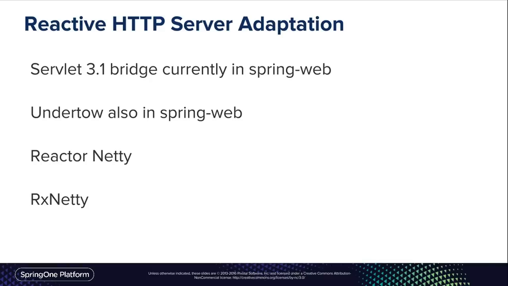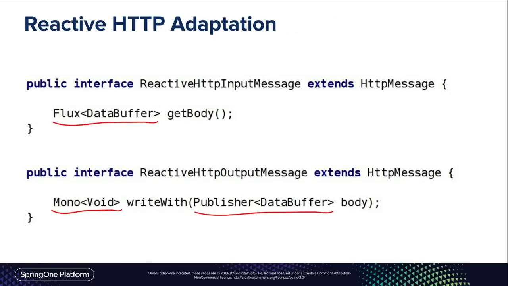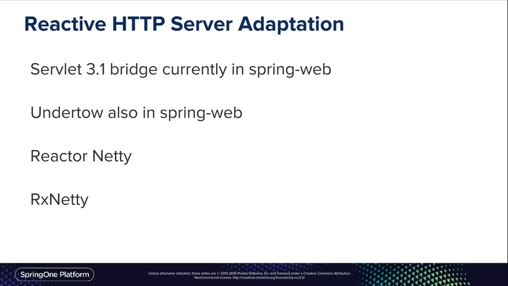And then on top of that, we have Reactive HTTP Server Adaptation, which means that we have to translate and provide such a request and response on top of different servers. So for Servlet 3.1, it means that we have a bridge to Reactive Streams, and that's currently in Spring Web. But I'll mention something else in a moment.